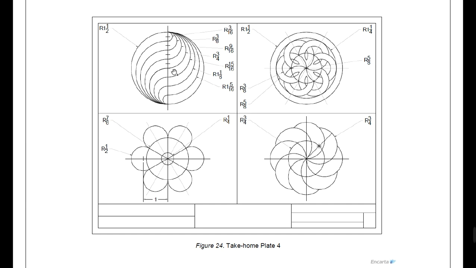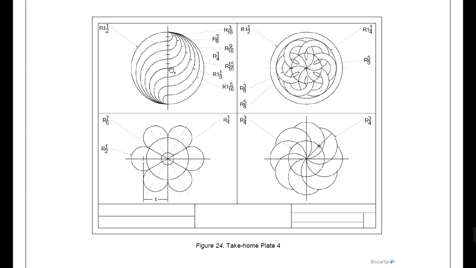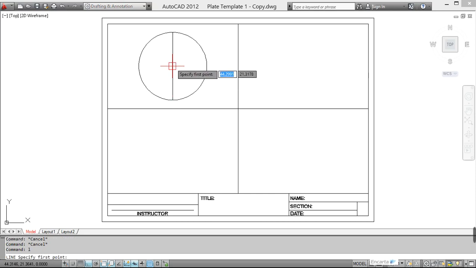Then next, we have this center. So maybe we can draw a line here. Then we locate the center. So this is the center. You can draw a small horizontal line. Then mark it as your center.